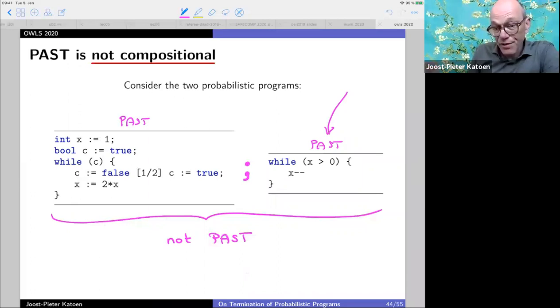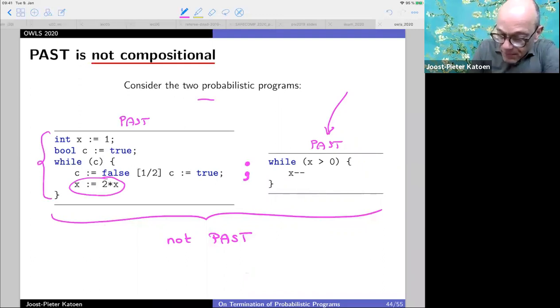It's a linear decrease, it's a linear function in the initial value of x. Now, the point that is important is that in this program, we duplicate x in every iteration. And that means the expected value of x on termination of the left program is infinite. Because in principle, you get a sum where with probability 1 divided by 2 to the power x, we have a value which is 2 to the power x, and that turns out to be infinite.